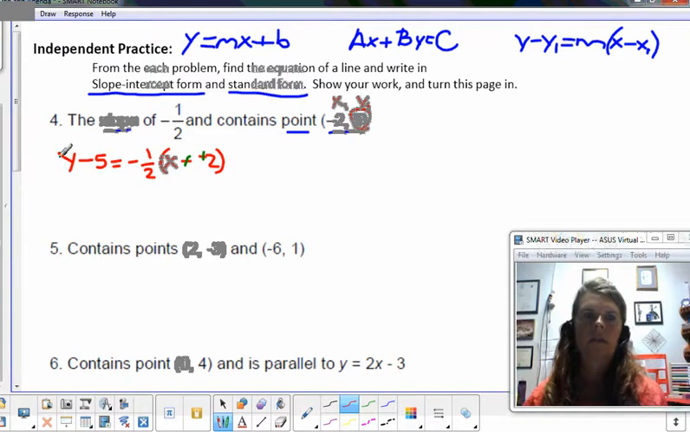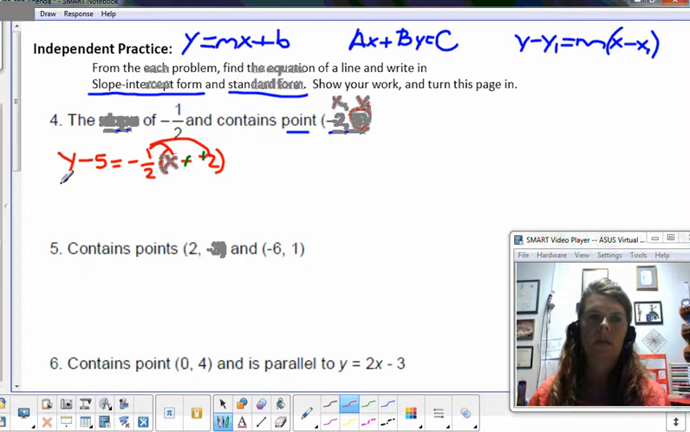So there's a couple different things you could do here. I think the easiest thing to do is go ahead and distribute the negative 1/2. And you get y minus 5 equals negative 1/2 x. And then negative 1/2 times positive 2 is a negative 1. You can just take 1/2 times 2 on your calculator, or you can just say, what's 1/2 of 2? It's 1.